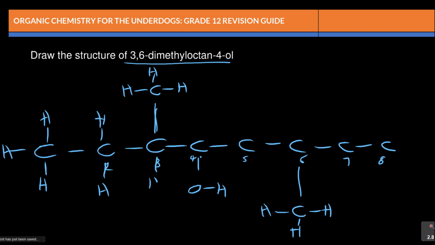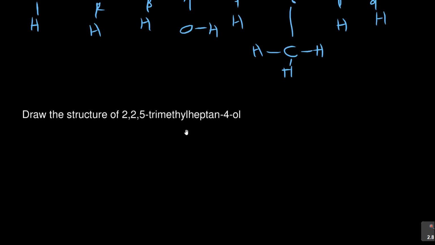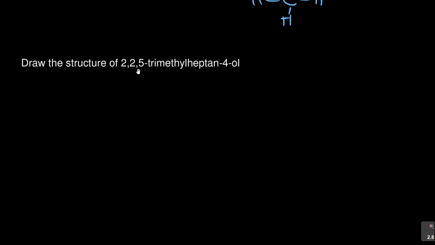Fill up the tables with hydrogens, guys. That's it. Then you've got it. For the next one, you can start from this end, and then this OH would be here in carbon 5, but here, you see, I was moving from this direction. All right. Next one, draw the structure of 2,2,5-trimethylheptan-4-ol.